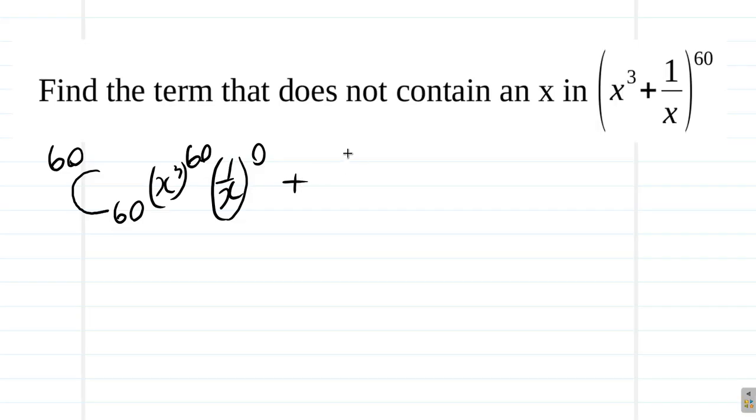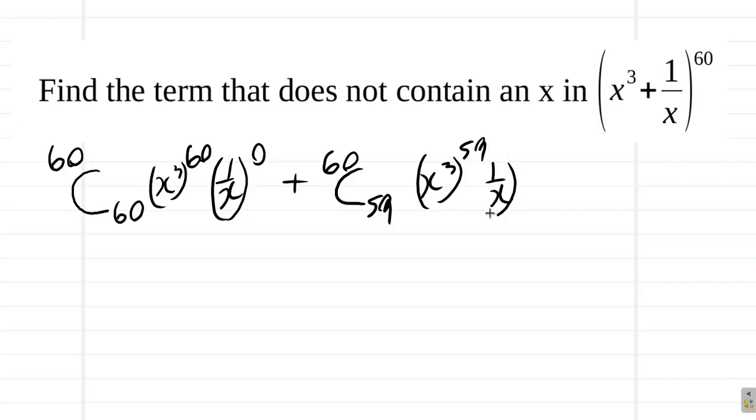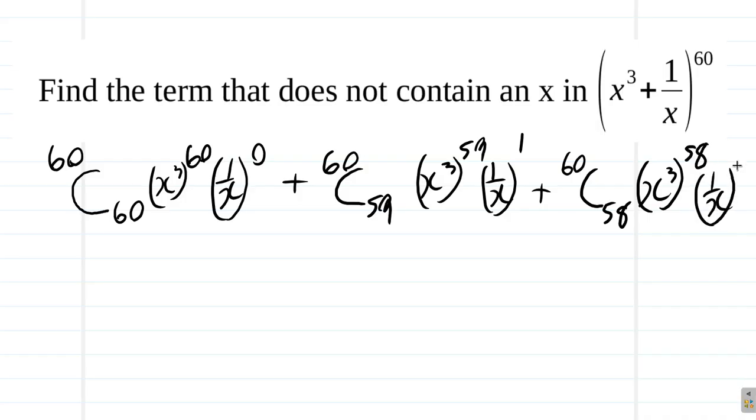Alright? Plus, you will have 60 items to arrange, 59 x cubes. The x cubes, there will be 59 of them, and the 1 over x, there will be 1 of them. So the powers keep adding up to 60 at all times. Plus 60 combination 58 x cubes. The number of x cubes is 58, so the power is 58. The 1 over x, the power will be 2, plus, and so on and so forth. Alright?